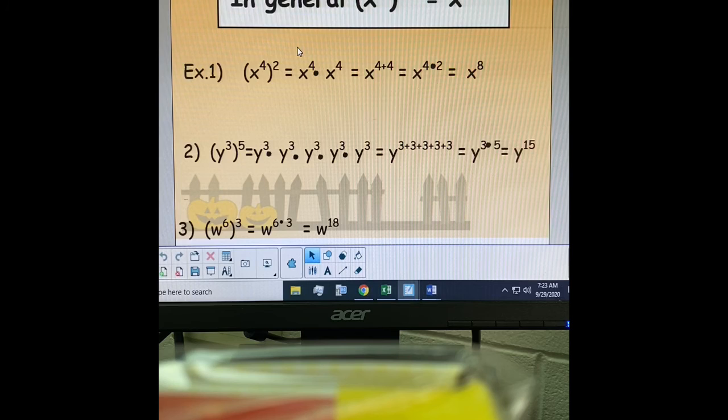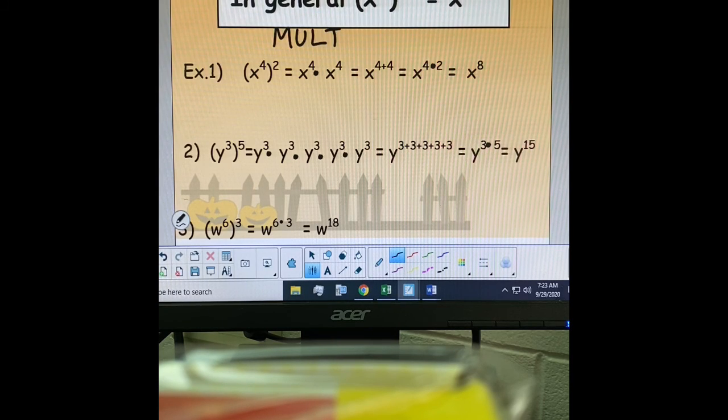For example, x to the fourth squared is the same as x to the fourth times x to the fourth. So we could add those exponents, which is x to the eighth, or just multiply the 4 by the 2 and get x to the eighth. Take a look at all the examples that we have for you, and then let's do some problems.